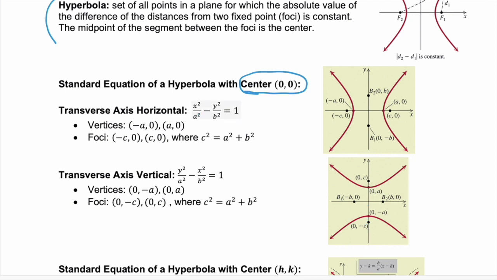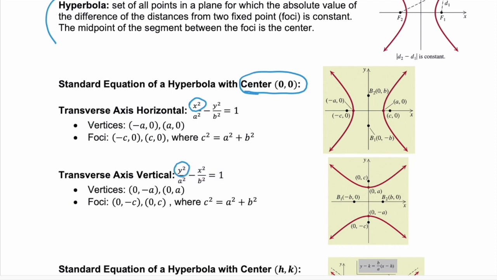The other notable difference, or a way that you can easily pick out which one you have if you don't have a graph, is which variable comes first. In a transverse horizontal, you have your x squared first, and then it's subtracting the y squared. In a transverse vertical, it's the y squared first minus the x squared.